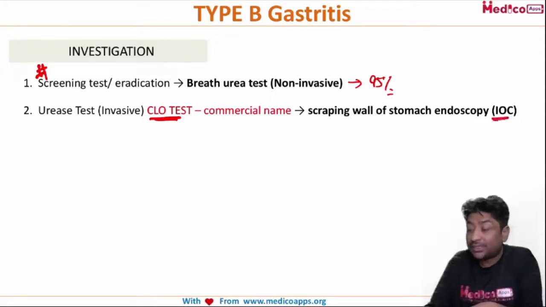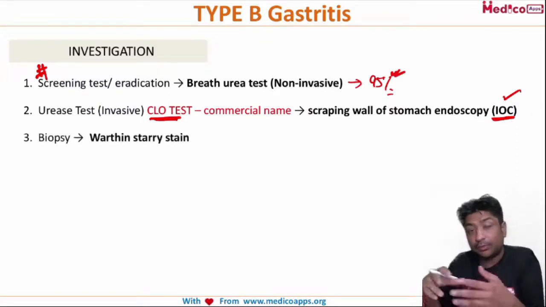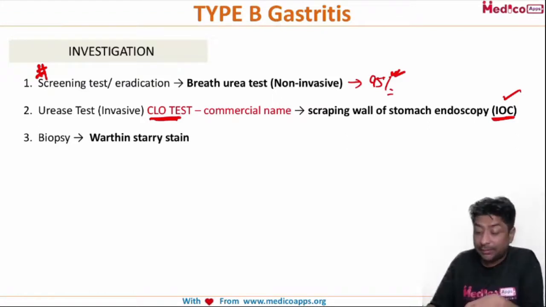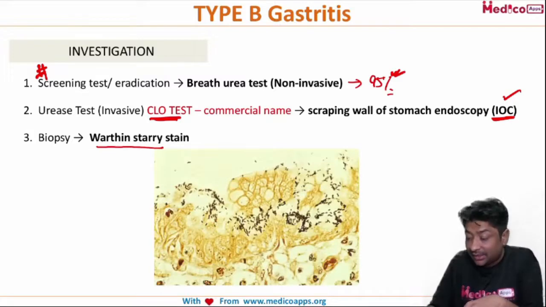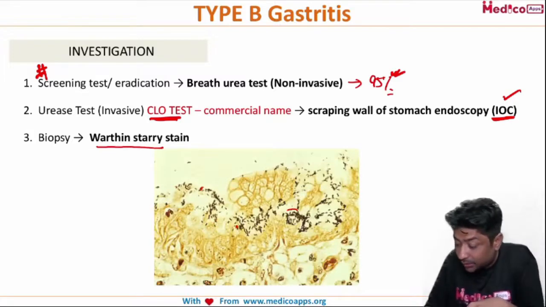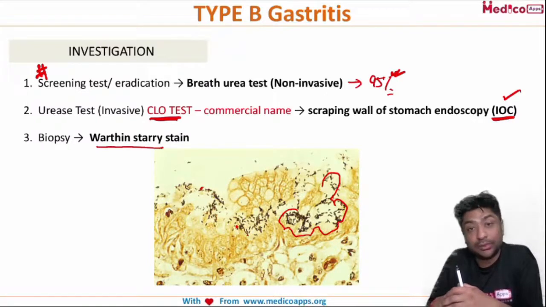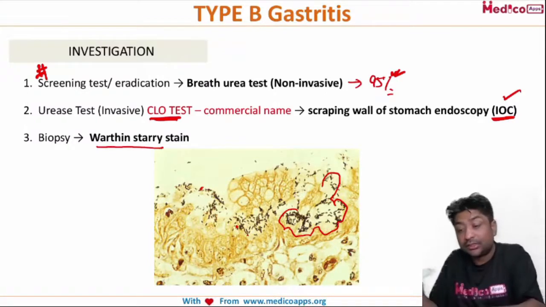And remember this is the investigation of choice. So if investigation of choice is asked, it will be endoscopy along with biopsy or scraping urease test. But if they ask for a screening test or a test for eradication, always go for the breath urea test. Again, we can do a biopsy and stain it. The stain typically used is Warthin-Starry stain, and here you get a golden background, and these black extracellular bacilli, cocobacilli, are what you are going to see: H. pylori. So these are the three important investigations.